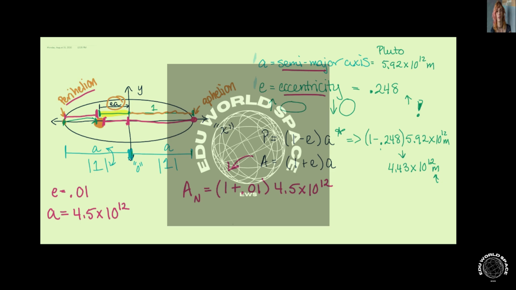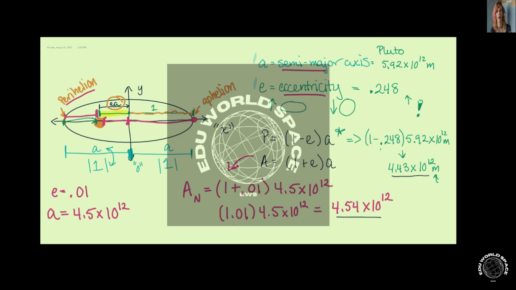Make sure that you're following the rules of our operations. So this is really just going to be 1.01 times 4.5 times 10 to the 12. And if you plug that in, you should be getting something along the lines of 4.54 times 10 to the 12. All right. So once again, this is how you get your perihelion. This is your aphelion. These are also two really good equations to know for elliptical orbits.